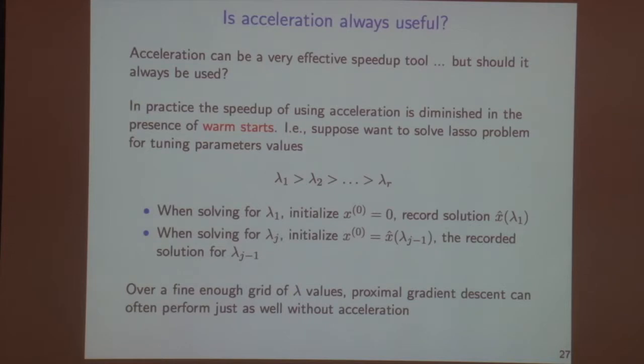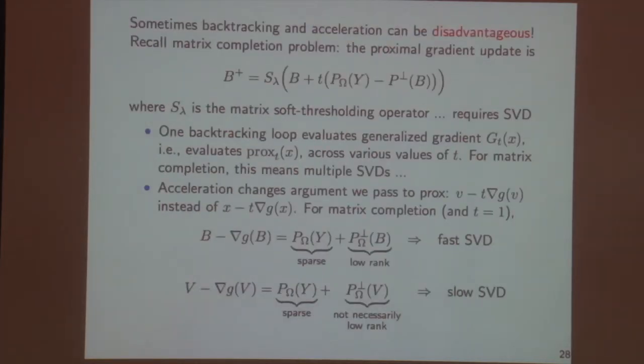And acceleration in this context often doesn't do much more than just running something like proximal gradient. This warm starting often supersedes the need for acceleration. It doesn't hurt in general in this situation, but it's often not worth the trouble. So people, when they solve these problems with warm starts, sometimes don't apply acceleration. Sometimes acceleration and even backtracking can be harmful, actually. They can make your life harder when you're implementing an optimization algorithm. And the matrix completion problem is a good example of that.